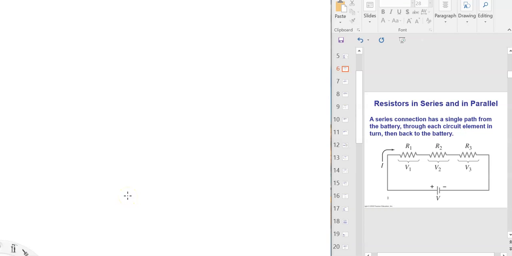Hello everyone. So today we're going to discuss resistor circuits. Now you already know what a resistor is. It's a very common, very useful, simple circuit component. The circuit symbol is this, and a resistor can limit current.